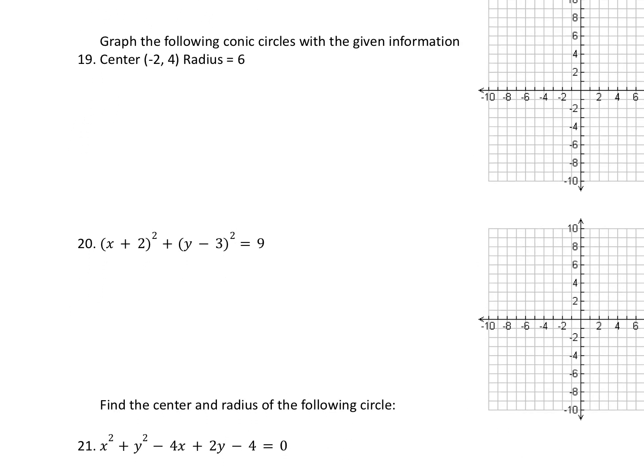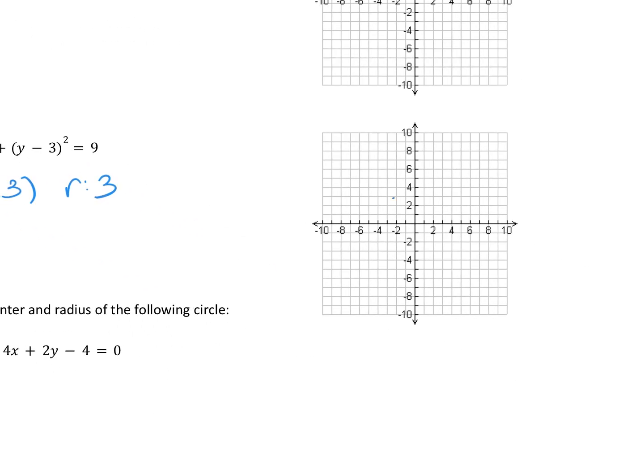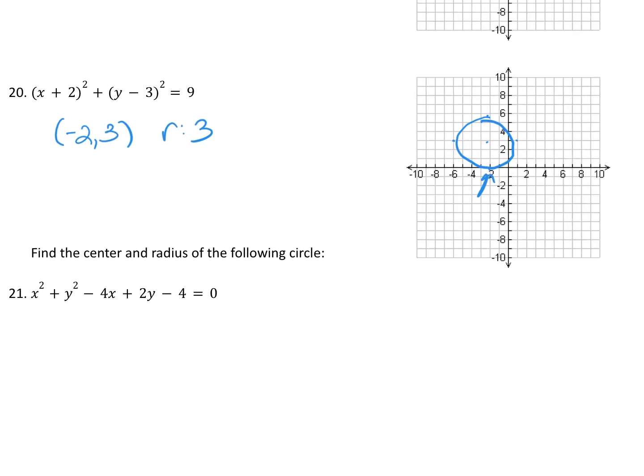And then finally with our graphing, we just kind of talked about this in our last lesson. Your center is -2, 3 with a radius of 3. So if I go to -2, 3, and I go out 3 in each direction, 1, 2, 3 like that, I should get a circle. Remember, this is tangent to the x-axis.